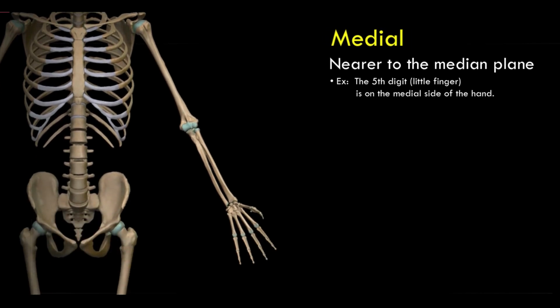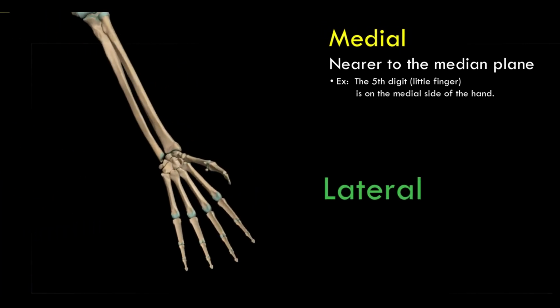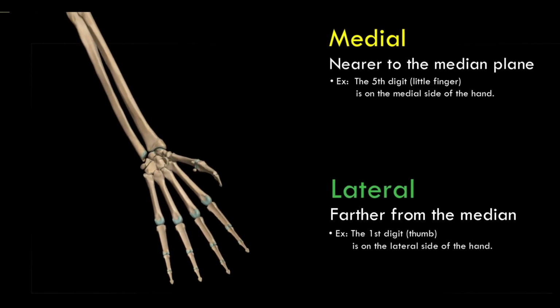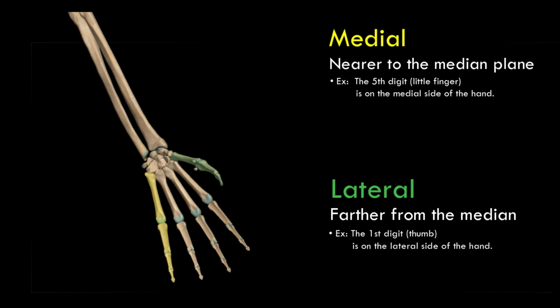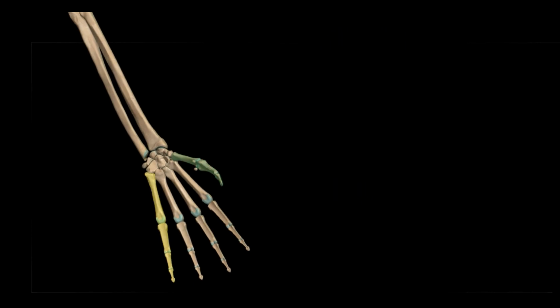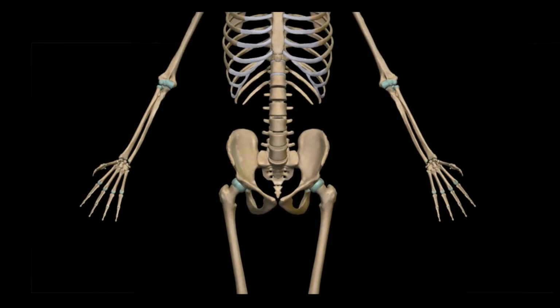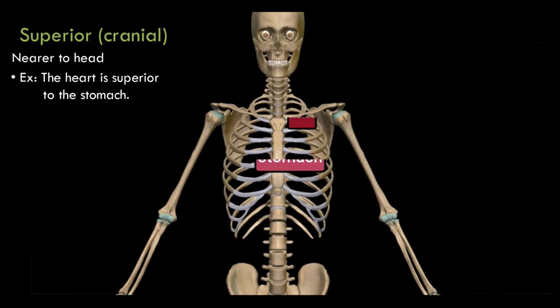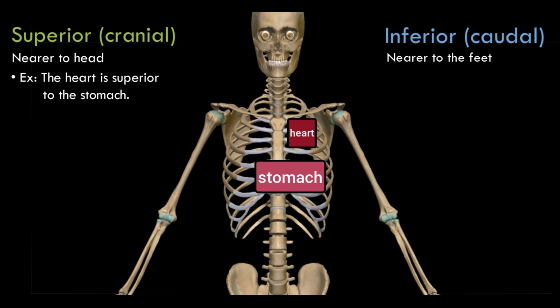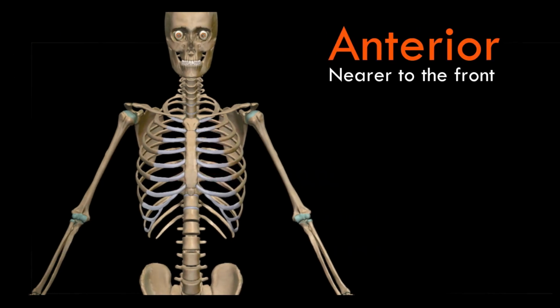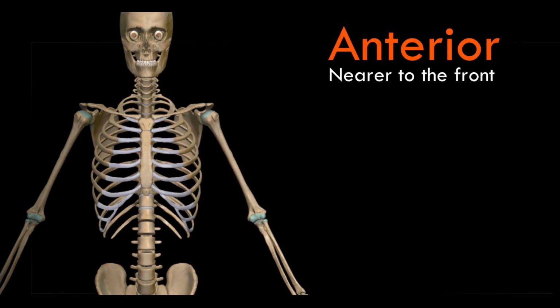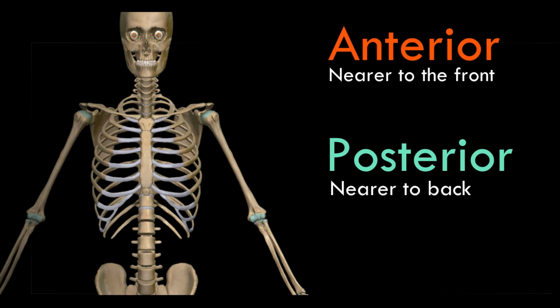Medial, that means nearer to the median plane. Lateral, which is the opposite of medial. It refers to structures farther from the median plane. Superior or cranial means nearer to the head, whereas inferior or caudal means nearer to the feet. A structure described as anterior is nearer to the front, and you know the opposite, posterior, which is nearer to the back.